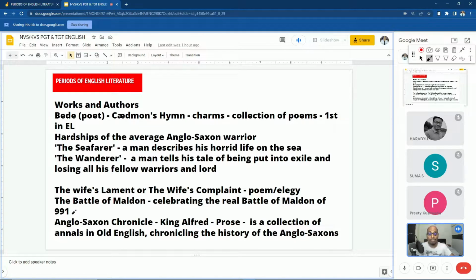Then we have the Anglo-Saxon Chronicle, and King Alfred was the one who started or was associated with this Anglo-Saxon Chronicle, and it is prose, not poetry. It is written in prose. It is a collection of annals, stories in Old English, chronicling the history of the Anglo-Saxons. So mostly whatever these Anglo-Saxon warriors did, and when they narrated their stories to their fellow beings, all those things became part of the English literature during the Old English period.